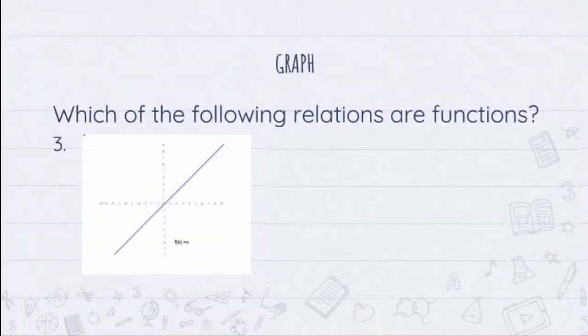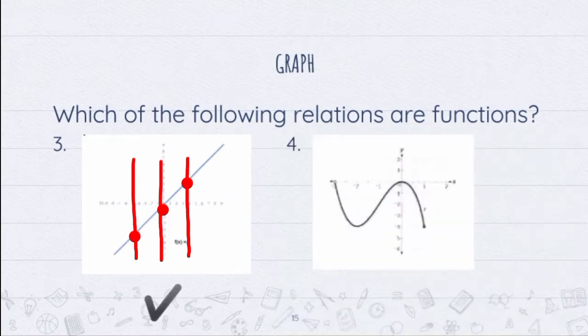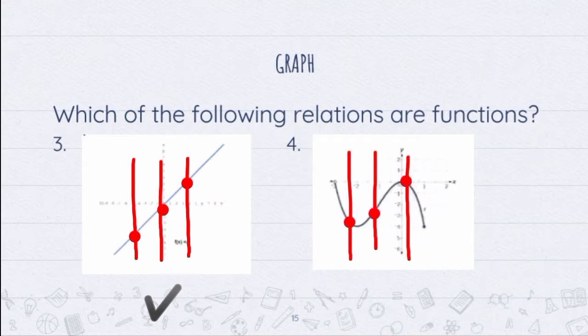We have here number 3. Placing vertical lines here will only intersect at one point. Therefore, this is a function. We are now on number 4. Placing vertical lines here will only intersect at one point. Therefore, this is still a function.